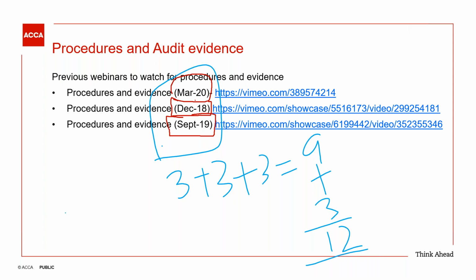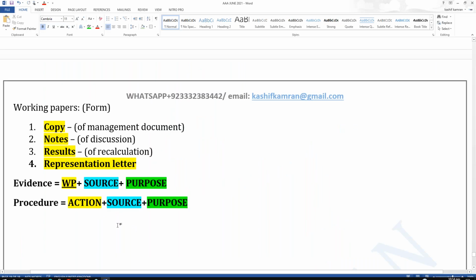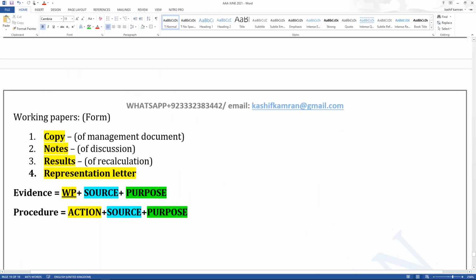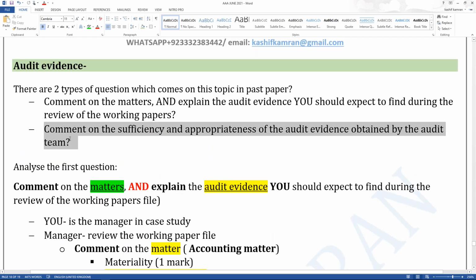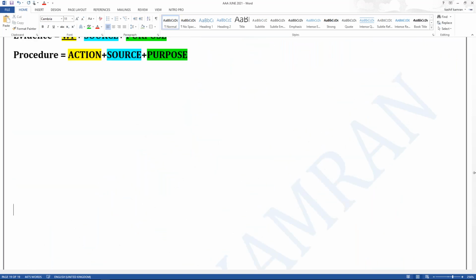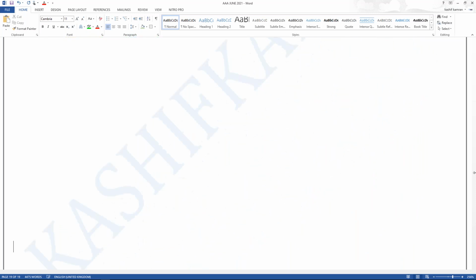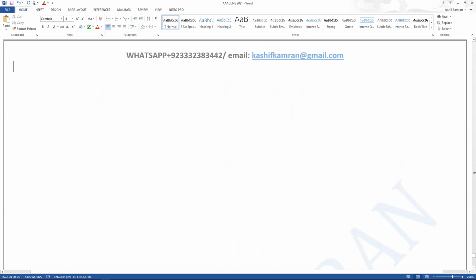So let's resume where we left, and let's start with the final part of procedures and audit evidence. Now, as I was discussing with you prior to the break, that evidence, there are two types of questions, right? We just completed one type of question prior to the break. So now let's take a look at the second type of question which comes on evidence, which is right here. I'm just copying it and I'll take it to a new page. So when you take a print out, you have a tidy looking support file. Okay, on the new page, the second type of question on evidence.